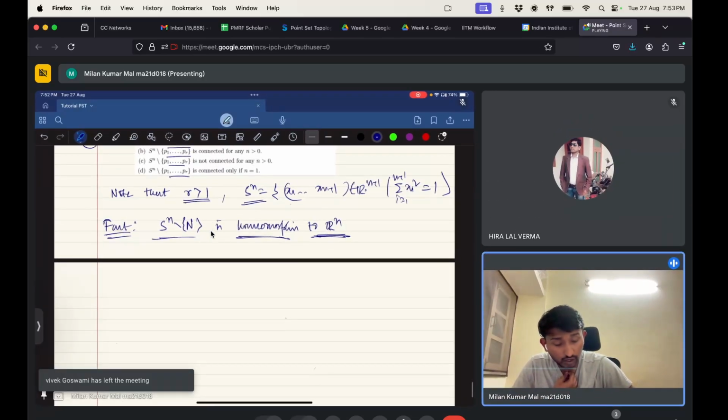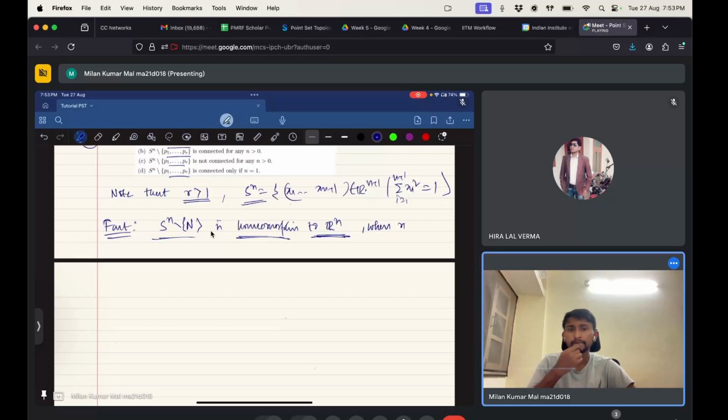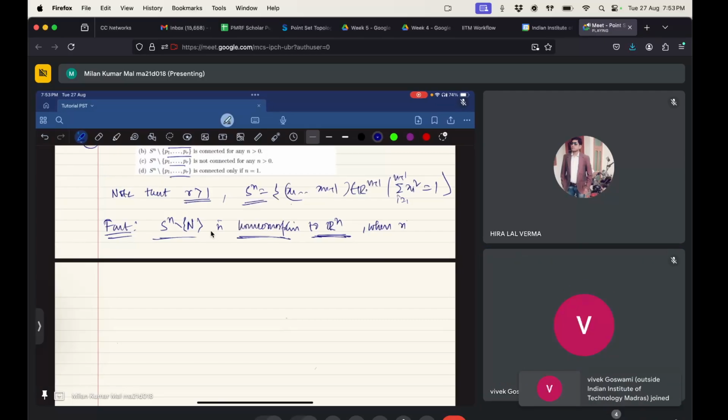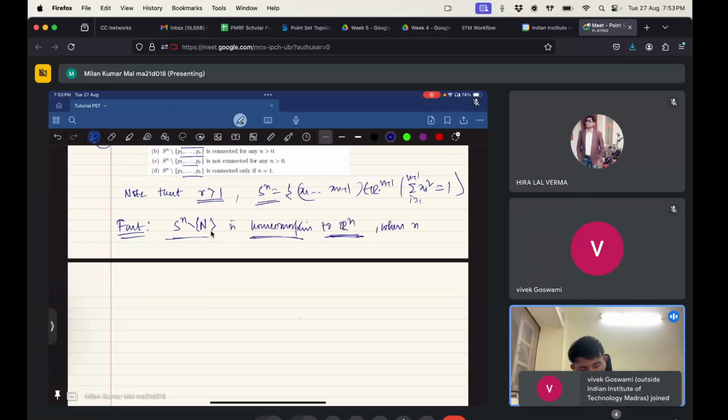So when n is greater than 1. If n is 1, then that will be like S^1. S^1 is a circle, and take the north pole and, okay.